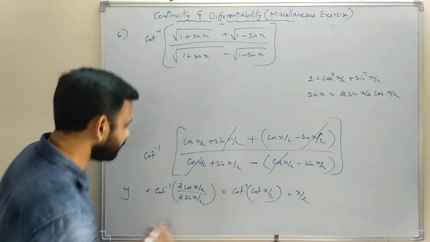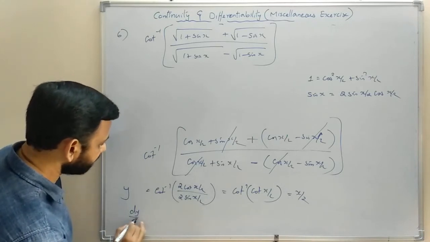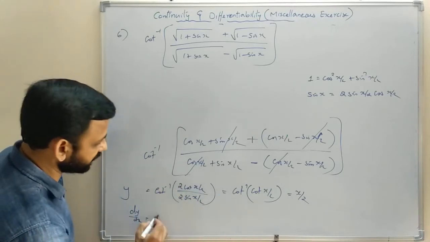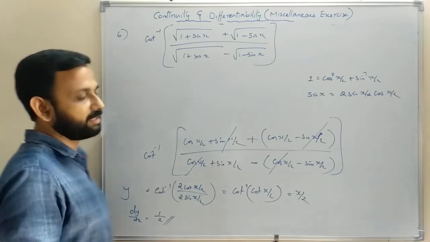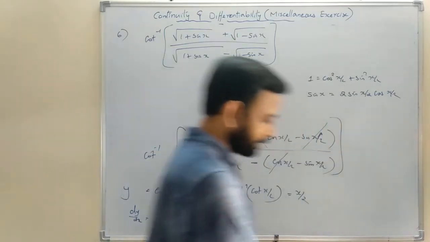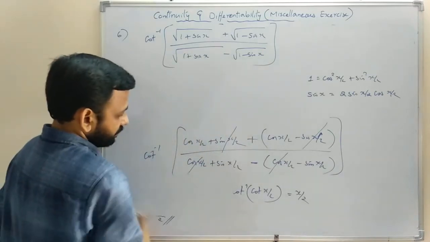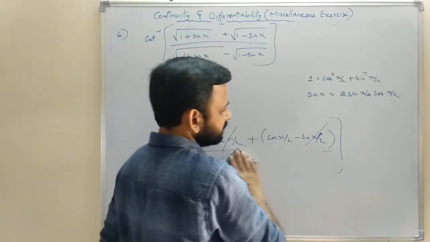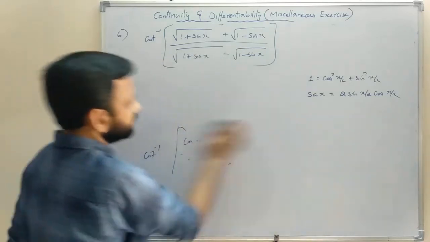So now we are going to find the derivative dy by dx. The derivative of x by 2 is 1 by 2. So 1 by 2 is the answer of that question. We have done this question in one exercise, but I don't remember that exercise.